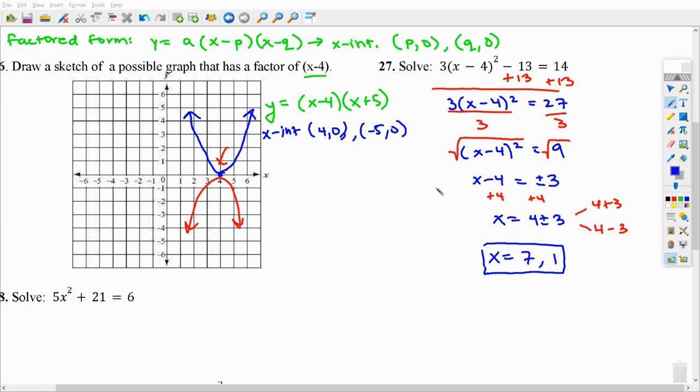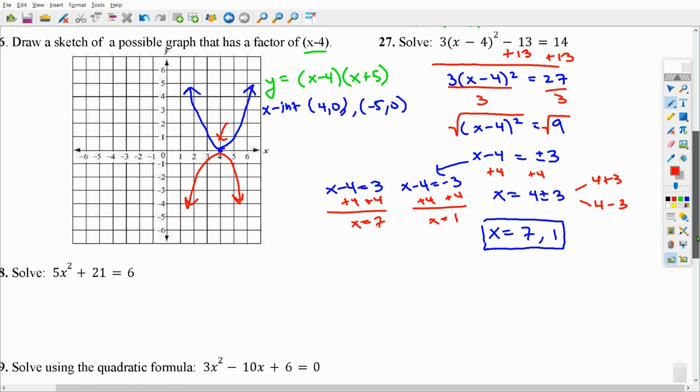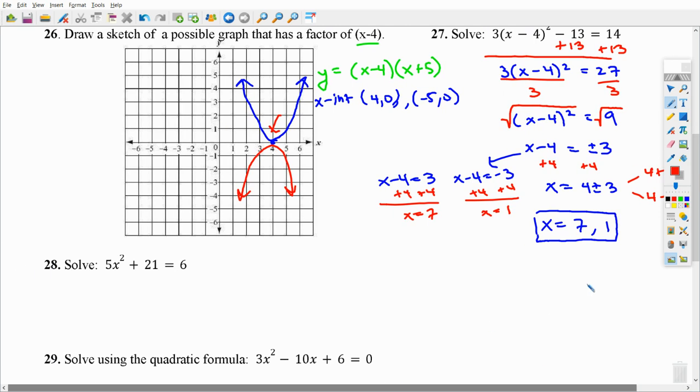But if you don't like this method, you could always split it up. Make it x minus 4 equals positive 3, x minus 4 equals negative 3, and solve from here. But you end up getting the same thing. All right, on to the next one.